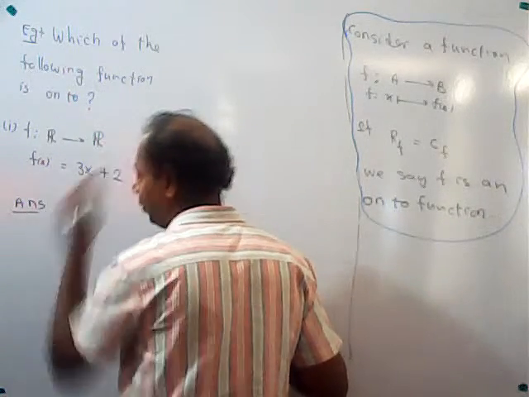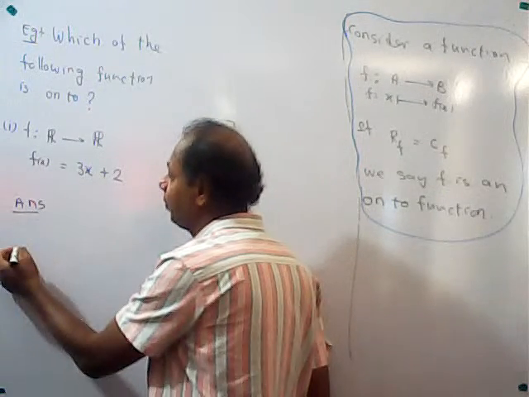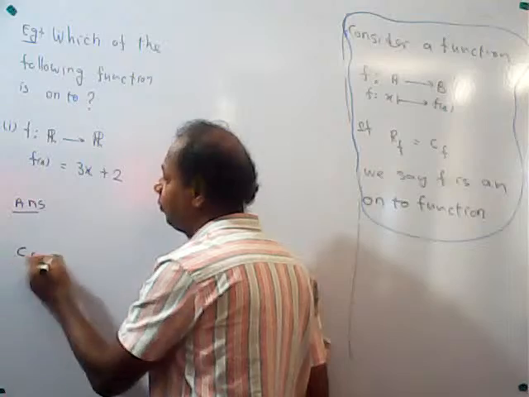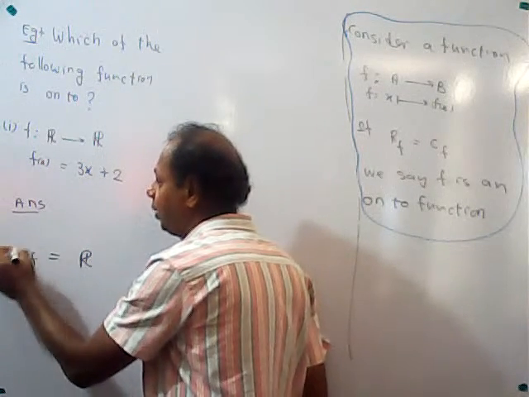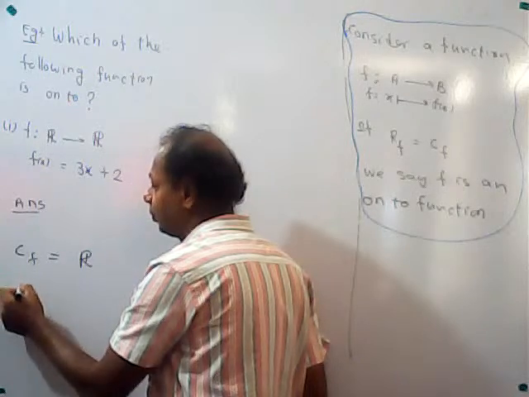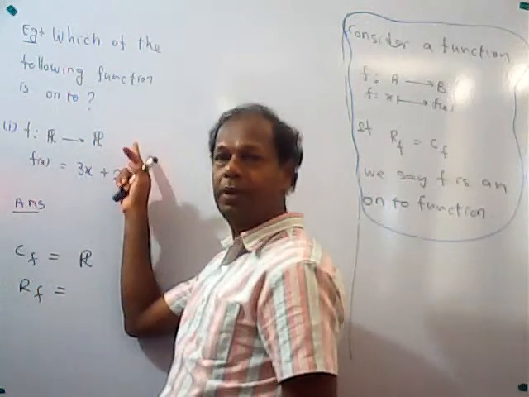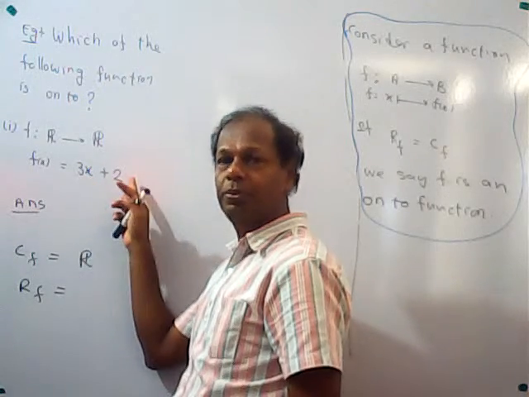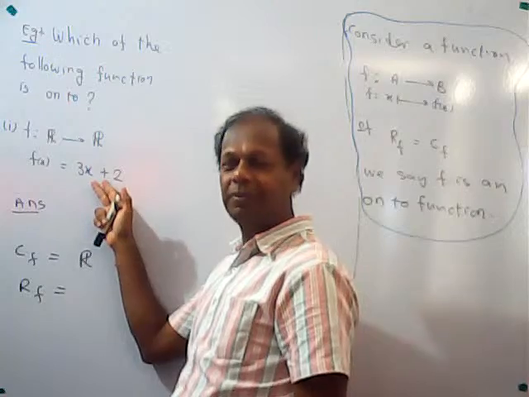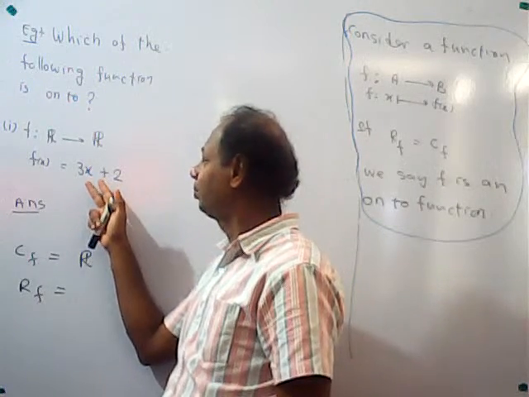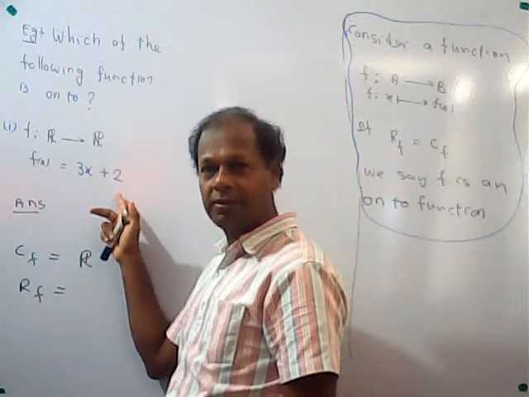We'll write yes or no. Before that, you can find them. The codomain of f is R. You can see it. And if you find the range, f goes from R to R, and f(x) is 3x plus 2. This is something of which you can find the range easily. Range is also R, isn't it?